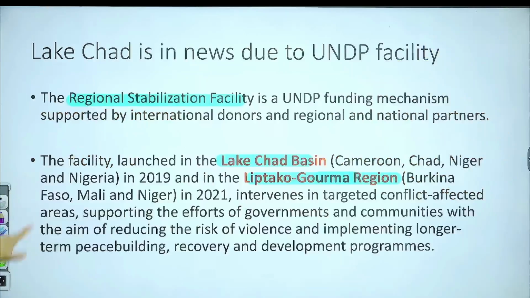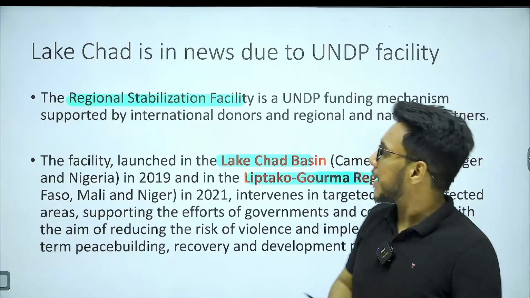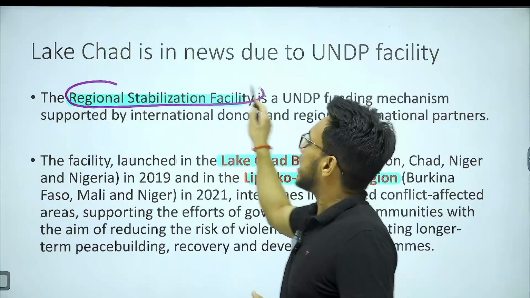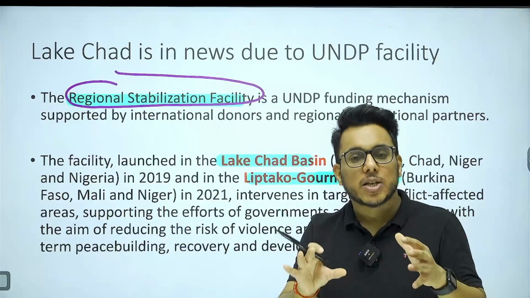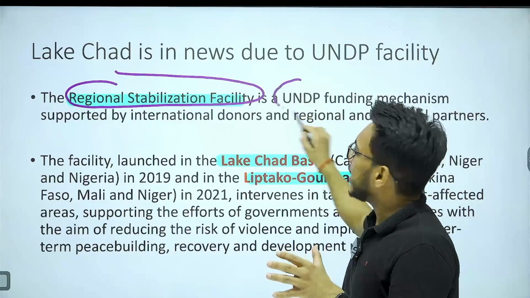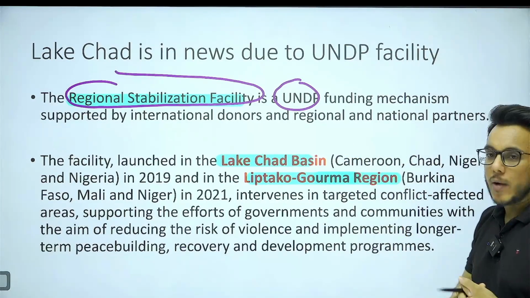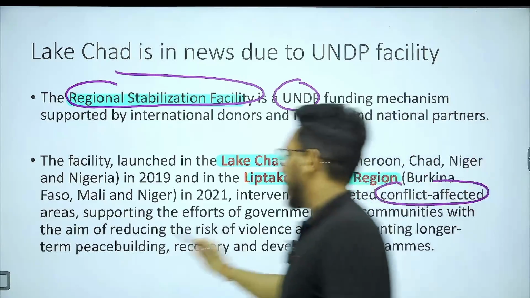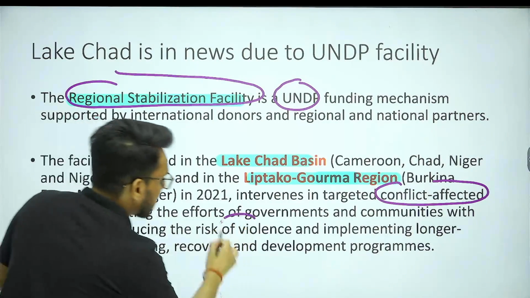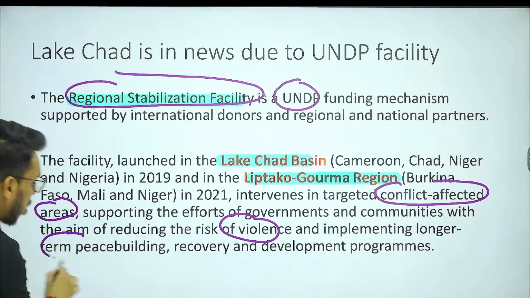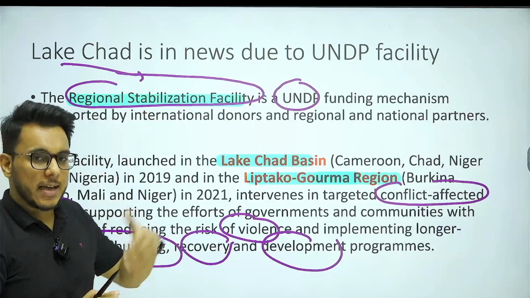Next, moving on, Lake Chad. So Lake Chad is in the news. Why? Because, guys, recently the Regional Stabilization Facility was launched for Lake Chad. Now, what is this Regional Stabilization Facility? It is a mechanism by the United Nations Development Programme where the UNDP provides funding to the conflict-affected area. This particular funding is used for reducing the risk of violence and for implementing long-term peace building, recovery and development. This Regional Stabilization Facility is given by UNDP.